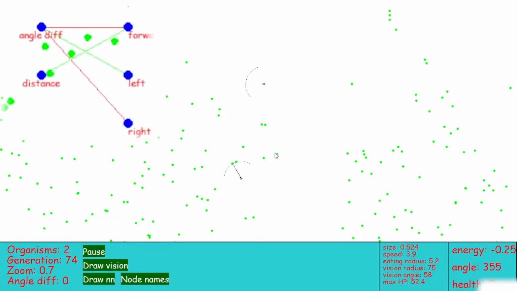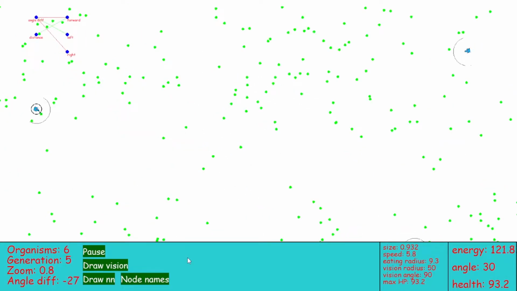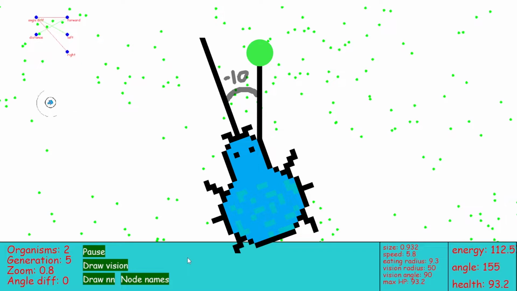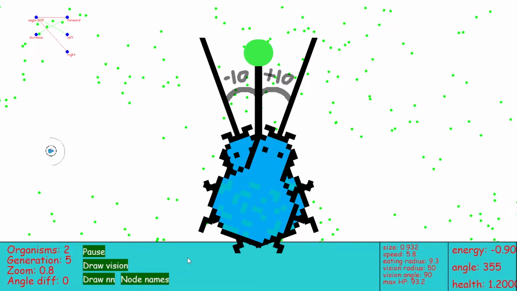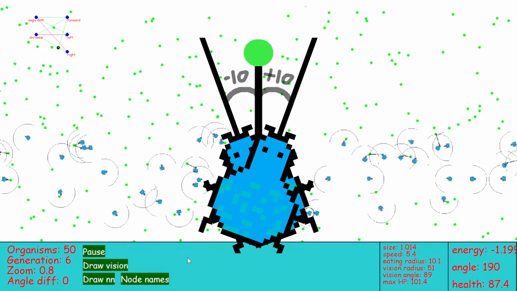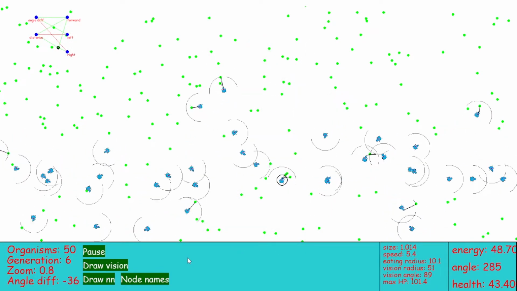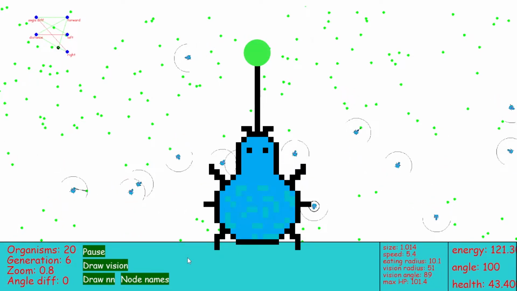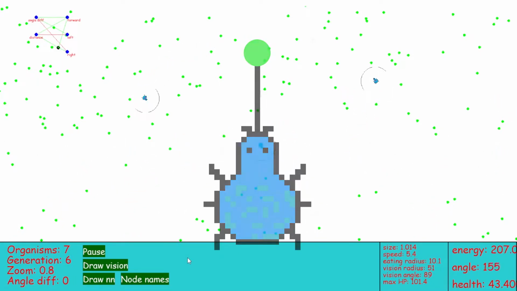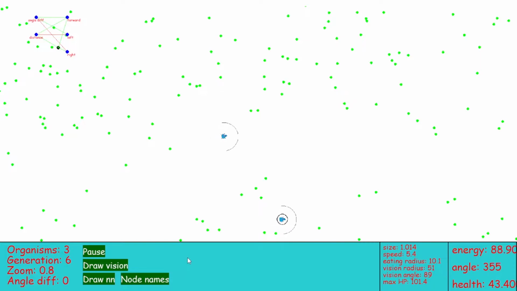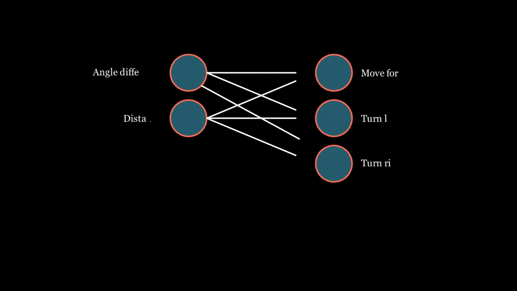The green edges are positive and the red ones are negative. So one of the input nodes is the angle difference. And if an organism is facing this way, the angle difference is negative. And if it faces the other way, the angle difference is positive. A good performing organism who wants to reach their food wants to have their angle difference to be as small as possible. The decision is made by calculating the product of the input and the weight. If the product is larger than some amount, the output will be activated.